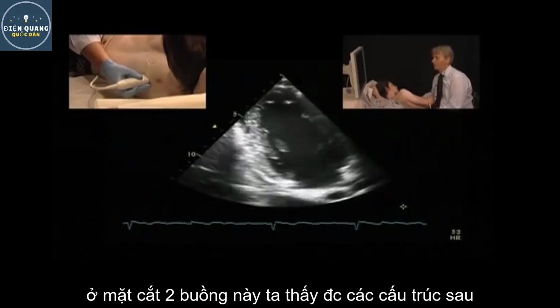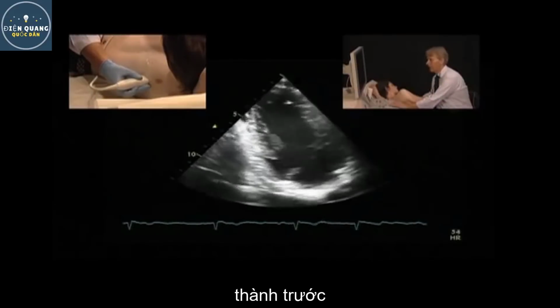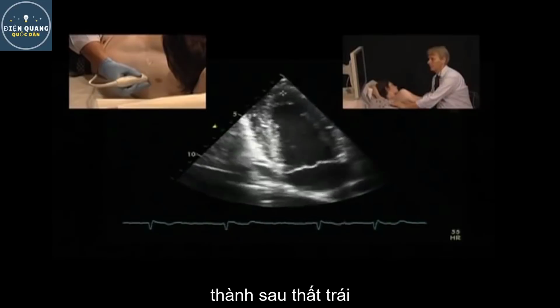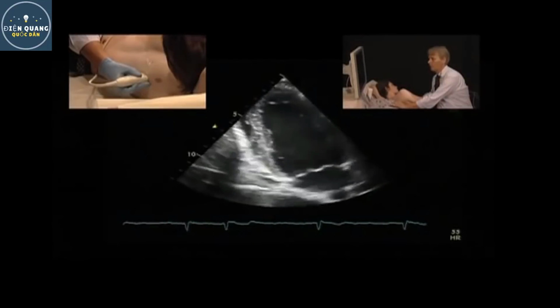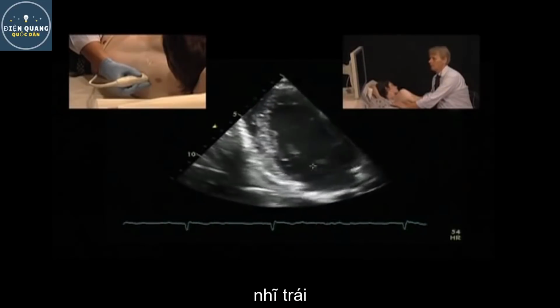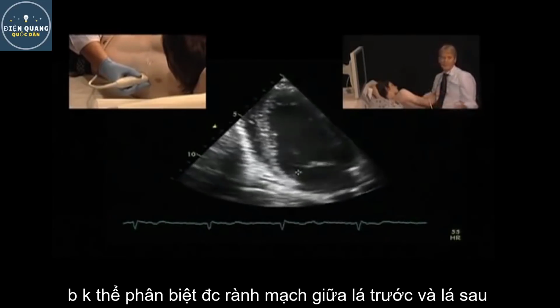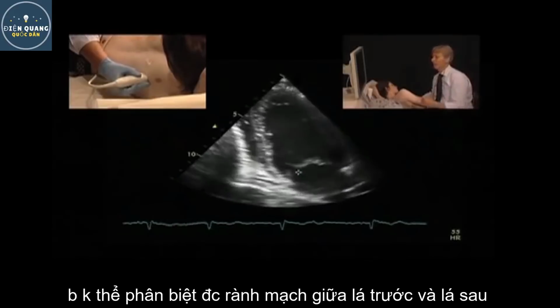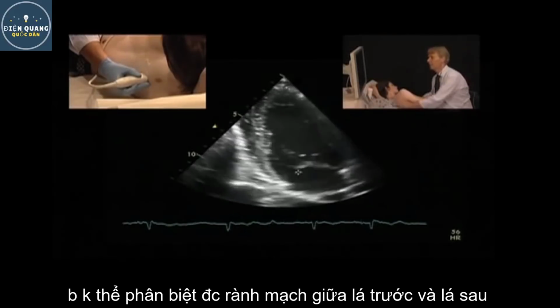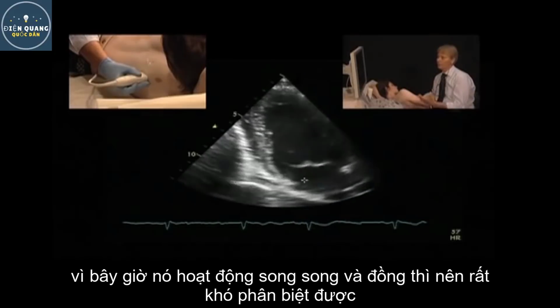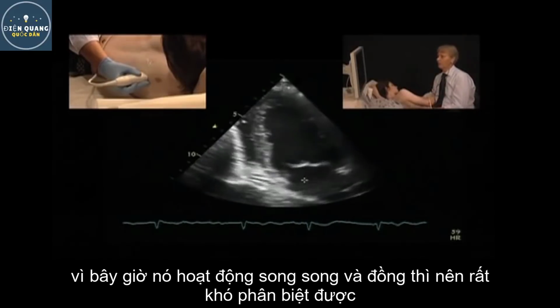In the two-chamber view, what you will be seeing here is the anterior wall, the inferior wall, the left atrium, and the mitral valve, where you cannot distinguish between anterior and posterior leaflets, simply because you're now exactly parallel to the closure, to the commissural closure line.